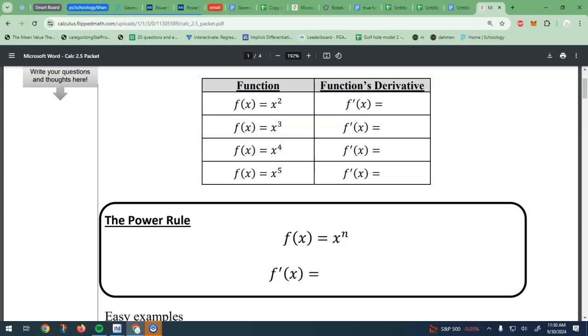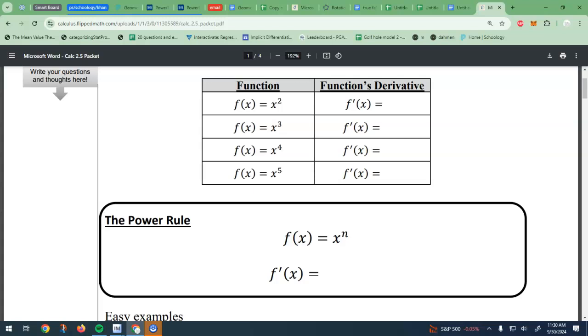So at 5x to the fourth, the 4 would come down, leave the x there, reduce the power by 1. X to the fifth, the 5 comes down, leave the x there, reduce the power by 1. So this is instead of the difference quotient, f of x plus h, where you did half a page worth of work to get the answer. This is what we're doing.